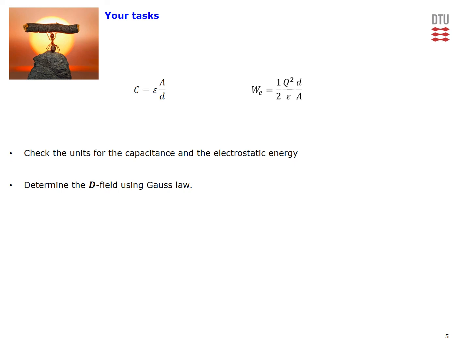As usual, we have a few tasks for you. Here we would like you to check the units for the capacitance and the electrostatic energy. You have seen that we have used the boundary condition for the D field to determine the D field at the upper plate of our parallel plate capacitor, and by using uniformity of the D field, this was then the field in any point in the dielectric material. But instead of using the boundary conditions, we could have used Gauss's law to get the D field, and this is a task for you to do.